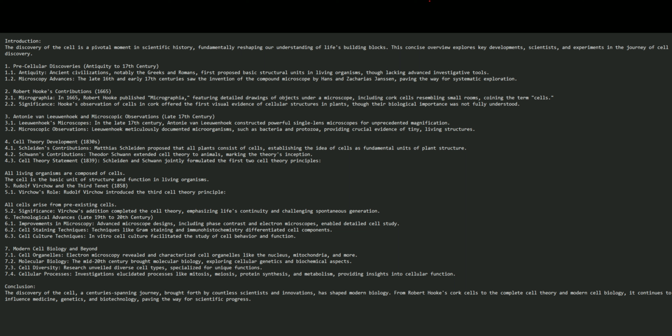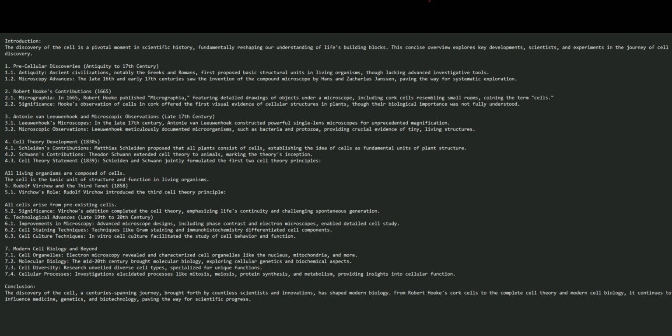Third, Antony van Leeuwenhoek and microscopic observations, late 17th century. Leeuwenhoek's microscopes. Antony van Leeuwenhoek, a Dutch scientist, constructed powerful single-lens microscopes in the late 17th century. These microscopes allowed for unprecedented magnification and clarity in the observation of microorganisms.